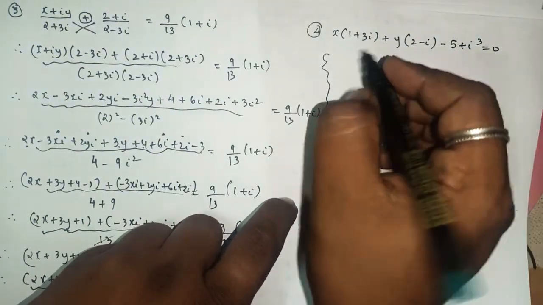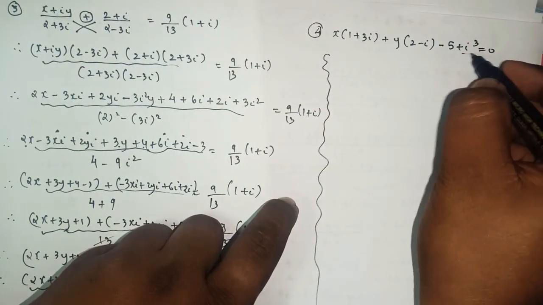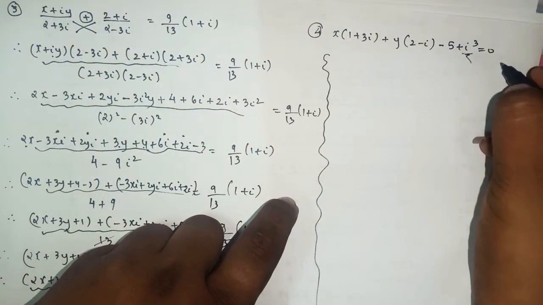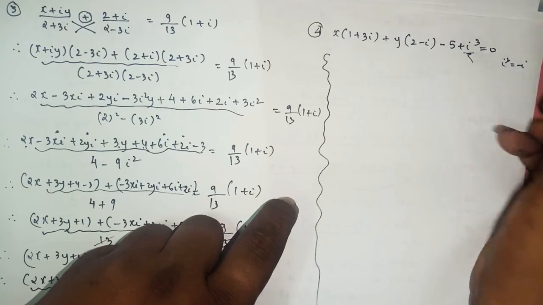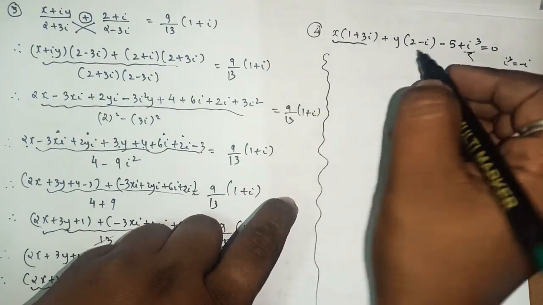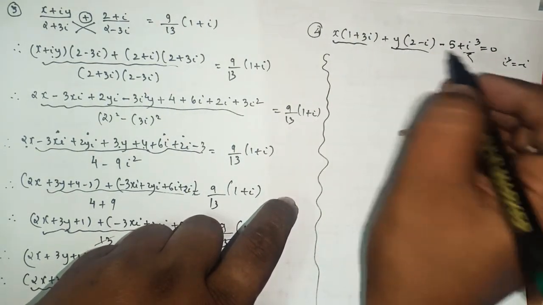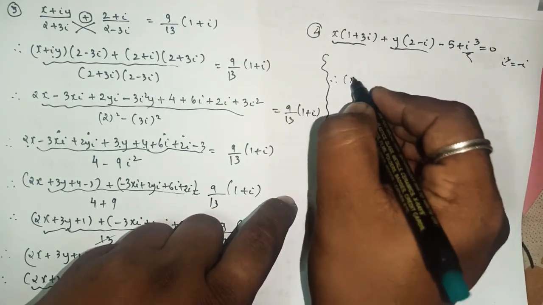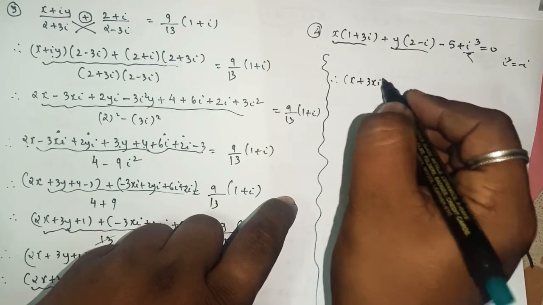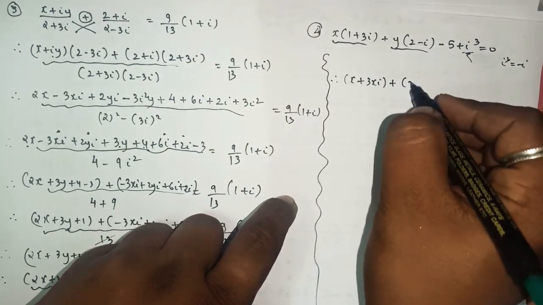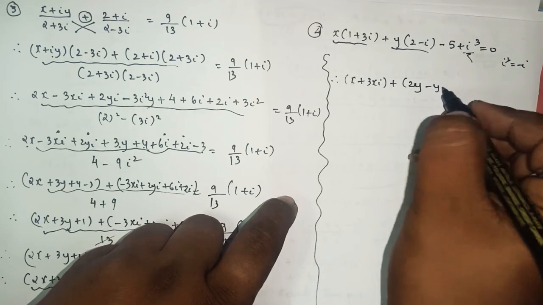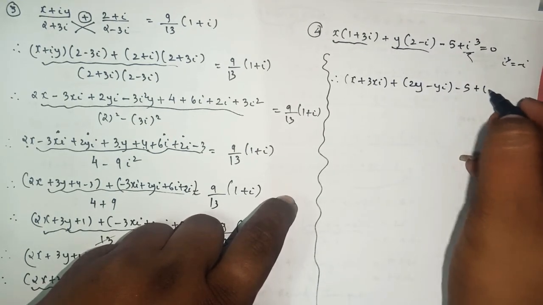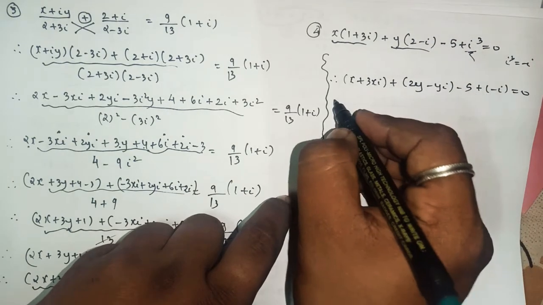So first thing we'll do here, we'll replace the value of i cube by minus i, yes or no? i cube by minus i, and we'll open the brackets in this part and this also. So we'll see what we'll get in the next step. So this will be x plus 3xi, this will be 2y minus yi, minus 5, in place of i cube we can write minus i equals to 0.